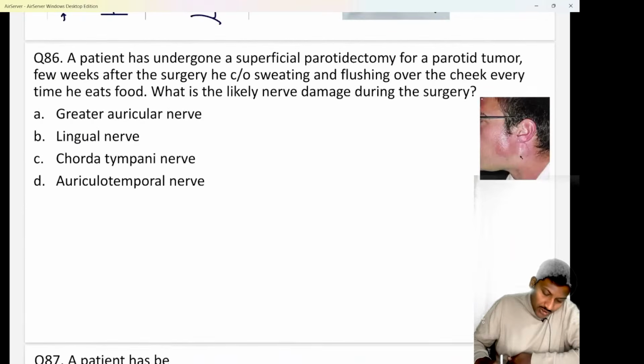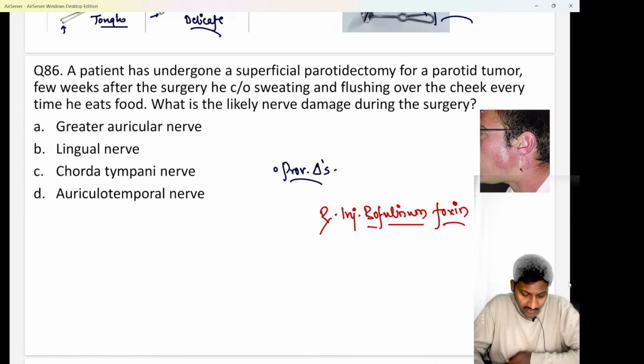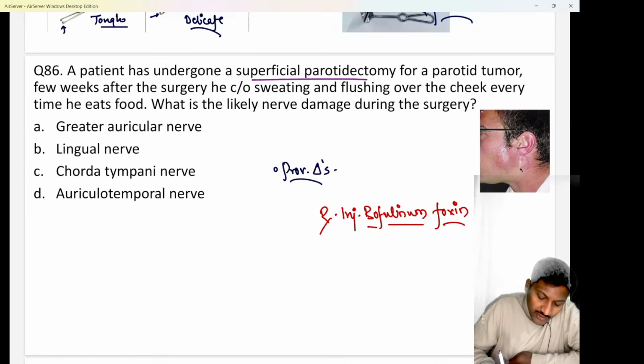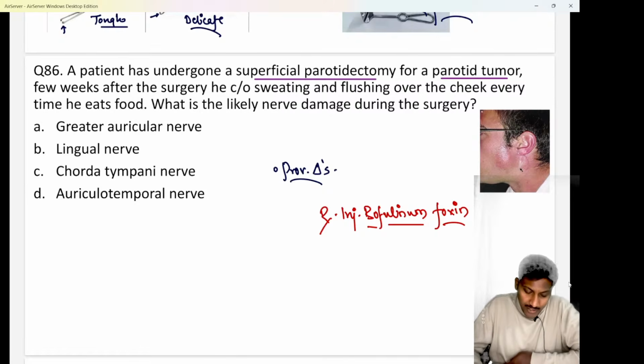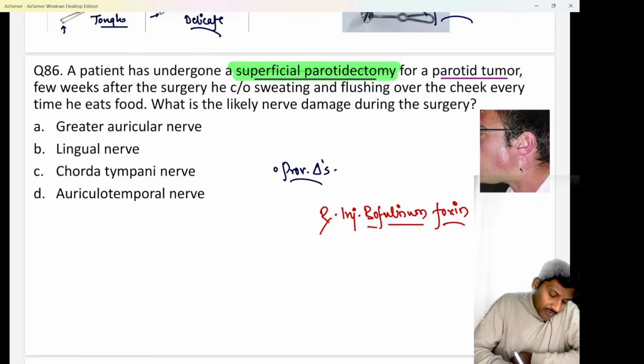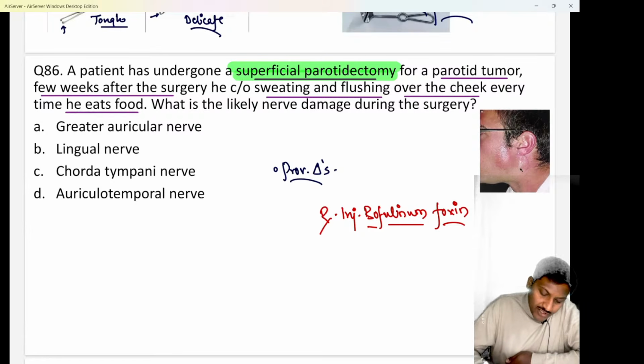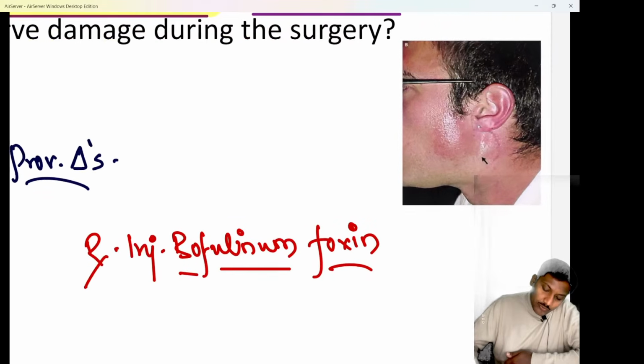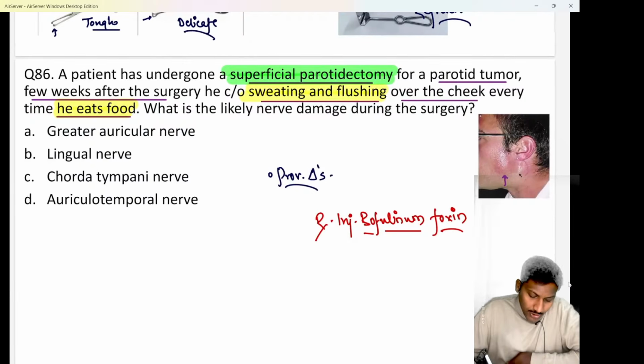Next, let's talk about question number 86, an easy question of the FMG exam. A patient has undergone a superficial parotidectomy surgery, they are saying, for a parotid tumor. The patient has undergone a superficial parotidectomy for a parotid tumor like pleomorphic adenoma. Now they are saying few weeks after the surgery, patient complains of sweating and flushing over the cheek every time he eats the food. So whenever the patient eats food, especially spicy food, he immediately gets sweating and flushing over the cheek or over the parotid region, as you're able to see in the picture. So they are asking you what is the likely nerve damage during the surgery.